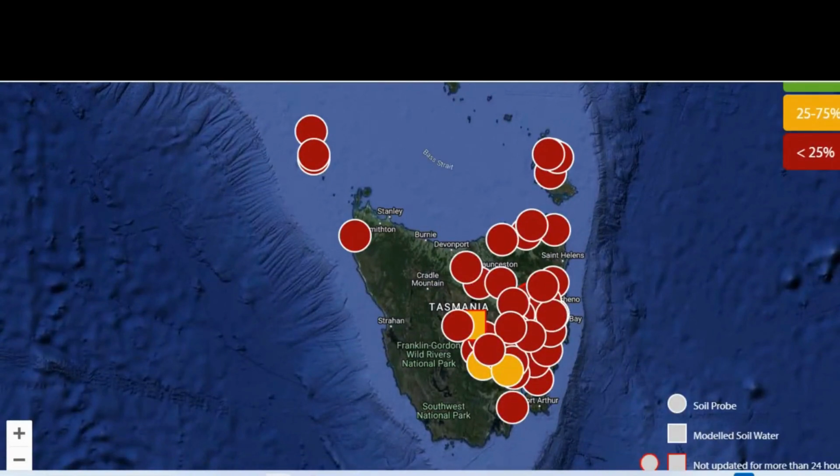There we have a map of all the sites in Tasmania. There are 3 extra sites which will appear in early March. There'll be another one up in this region and 2 over here. So at present, what we're looking at, you can zoom in on these.